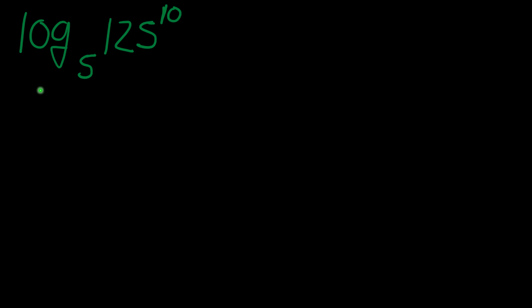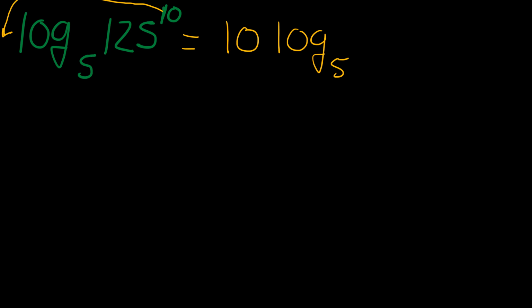Alrighty, in this example, we have log base 5 of 125 to the 10th power. So we're going to start off by using our power rule, and we're going to bring this 10 all the way to the front. So we can rewrite this equation as 10 times log base 5 of 125.